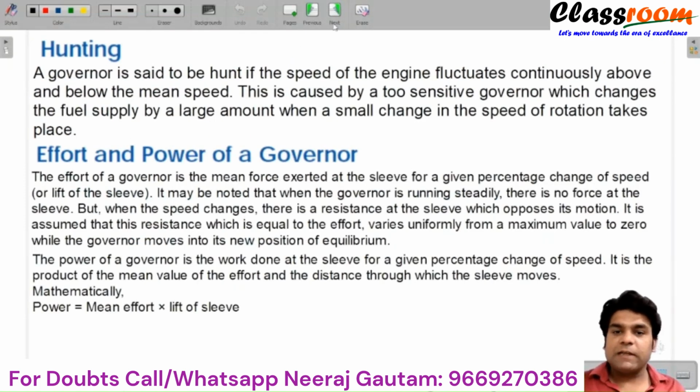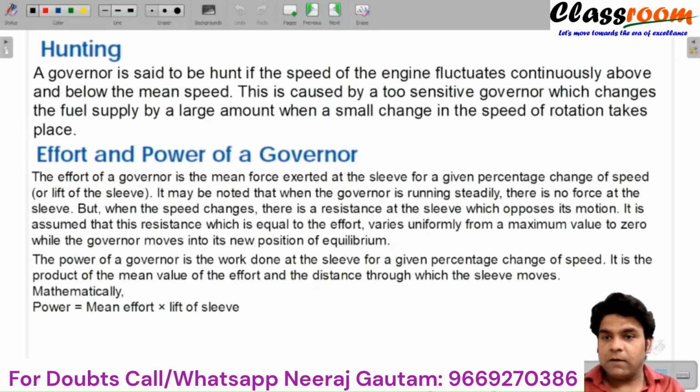Next definition is hunting. If the governor is too sensitive, then for a small speed variation there is a variation of sleeve position, so there is a variation of the throttle valve position. So if a governor is too sensitive, then the fuel supply will fluctuate rapidly, and this condition is called hunting of the governor.